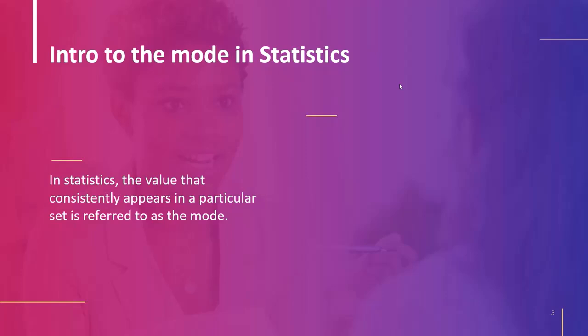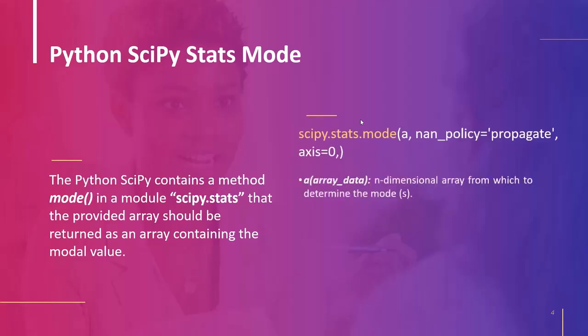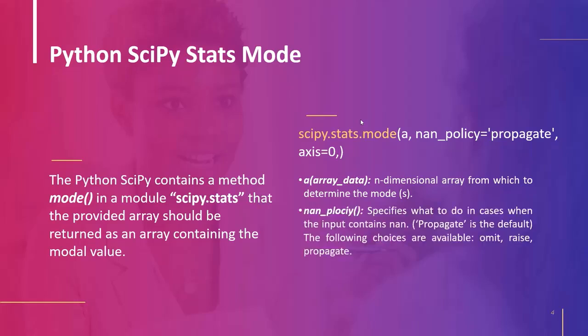The next topic is Python SciPy stats mode. The method called mode in the SciPy stats module of the Python SciPy library specifies that the array supplied should be returned as an array holding the modal value. If there is more than one such value, only the smallest is returned. The bin count for the mode bins is also returned. The syntax of the method is as follows: scipy.stats.mode, where the parameters are a, which represents the n-dimensional array of which to find the mode; and nan_policy, which defines how to handle input when it contains nan values.